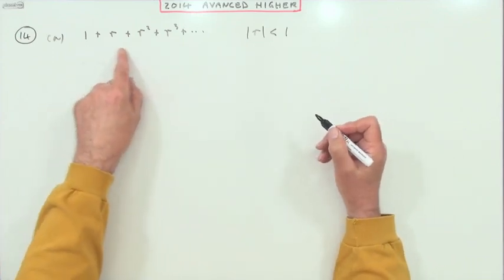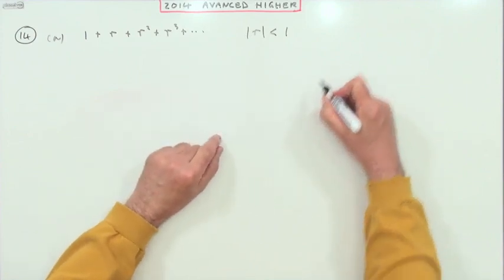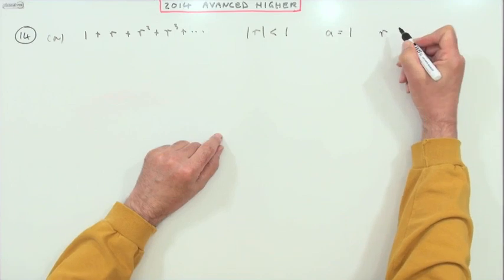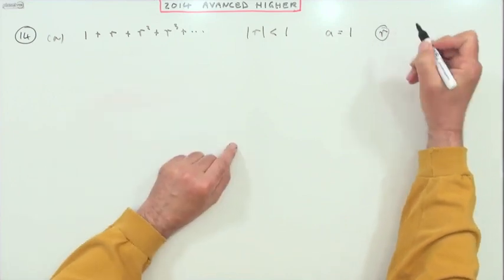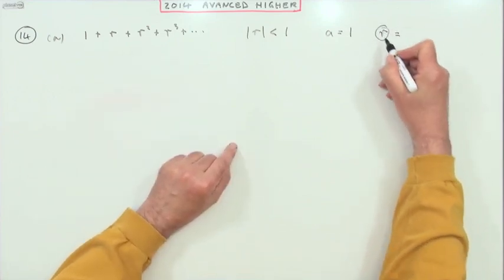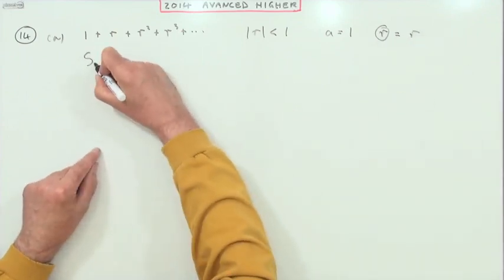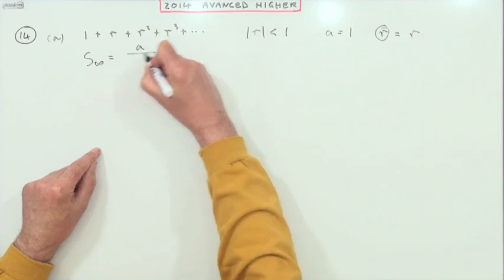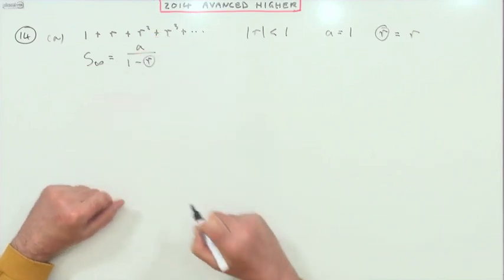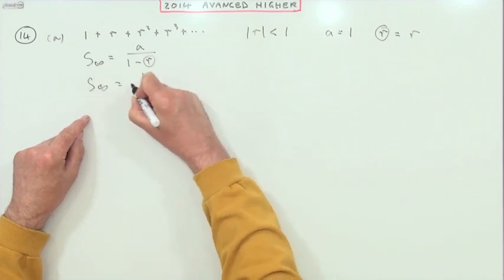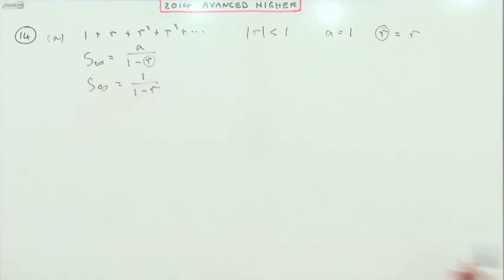Still, you should recognise this as a geometric series, where the first term is 1, and the common ratio, I'll have to use a different letter then, I'll circle that to stand for the variable ratio, the common ratio is r. And if that's the case, the sum to infinity is a over 1 minus whatever the common ratio is. So in this case, the sum to infinity will be 1 over 1 minus r.